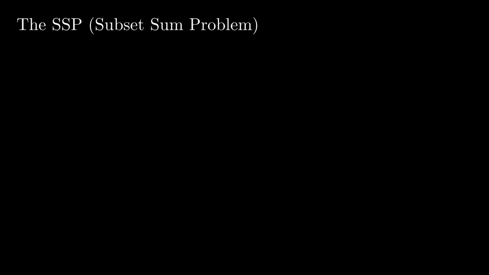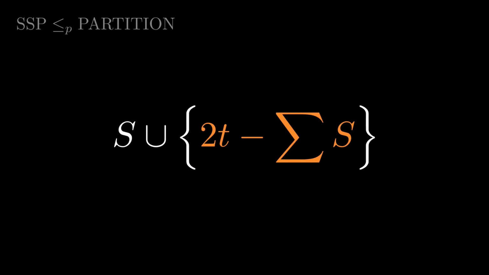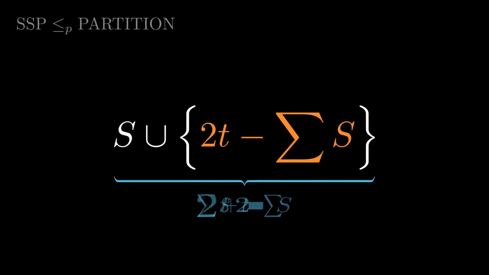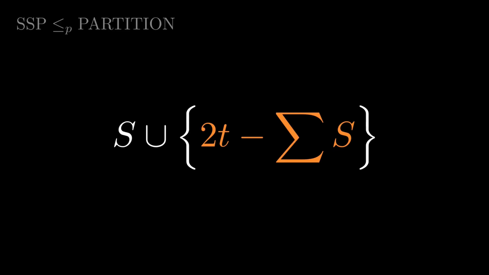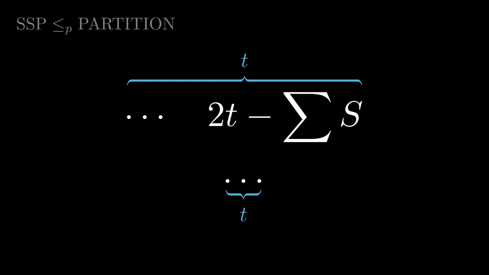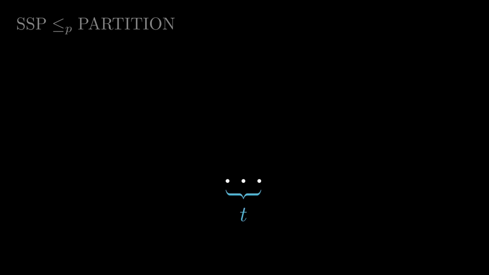So now let's try and show that the subset sum problem is reducible to the partition problem, like with the chalk. So we'll take our set and add this number to it. The important part is that this makes the total sum equal to 2t. So t is, remember, the target value for our subset sum problem. Now, when we partition it, both partitions will have a sum of t, and we can ignore the one that has our extra number in it. And there we go, we're left with a subset of the original set that sums to t. So we've solved the subset sum problem.